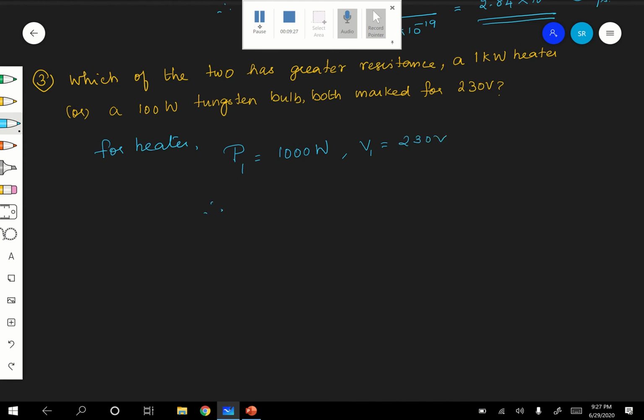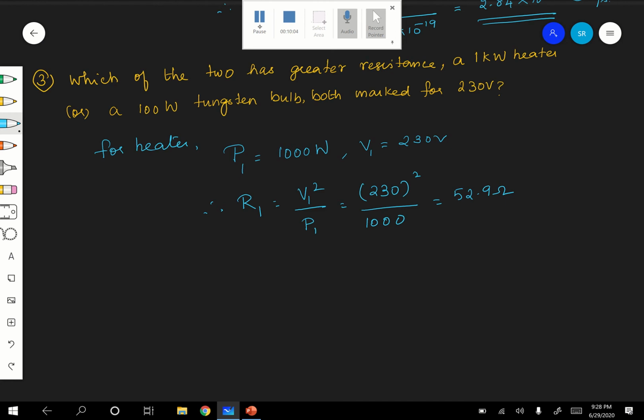Therefore, you are asked which has more resistance. R1 is equal to V squared by P. R is equal to V squared by P. Therefore it is V1 squared by P1, that is 230 the whole squared divided by 1000. If you solve this, it is 52.9 ohms. Is it clear?